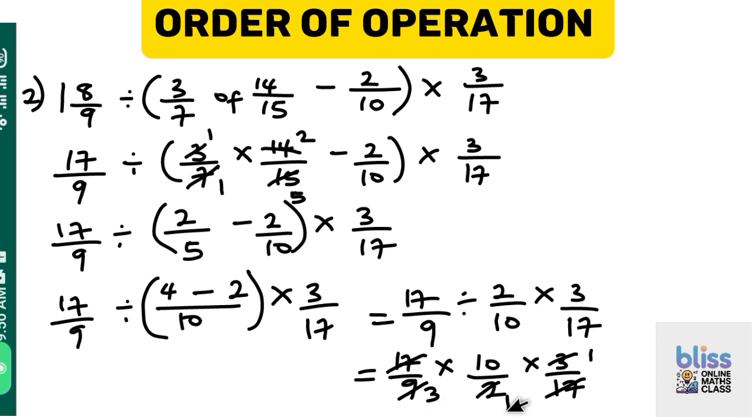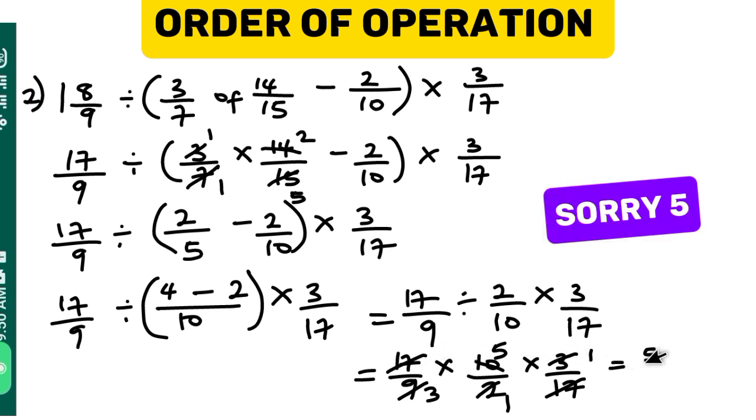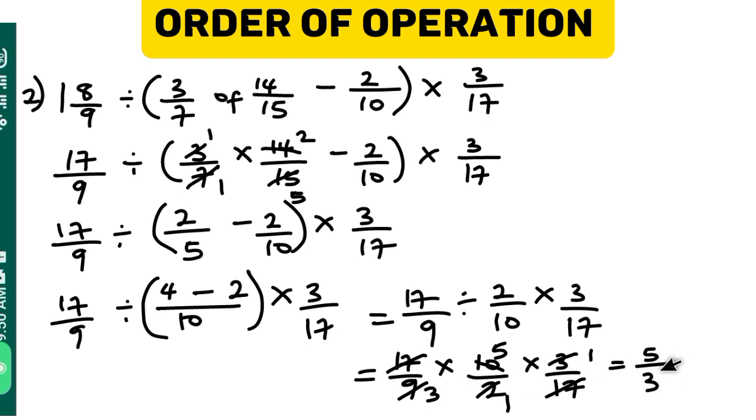2 here gives 1, 2 here gives 5. Are you seeing? So we have 1 times 5 times 1, which will give us 5, over 3 times 1 will give us 3. We have 5 over 3. If you want to change this to a mixed fraction, this will be equal to 1 whole number 2 over 3. And that's our answer.